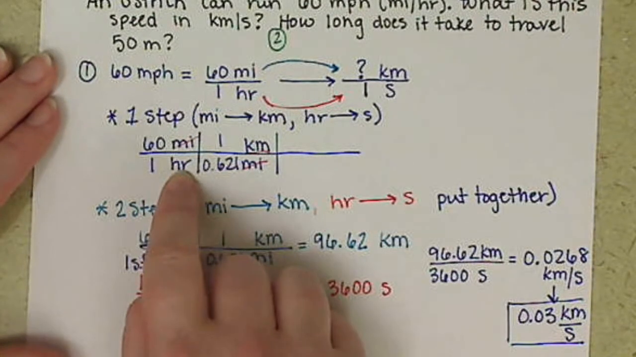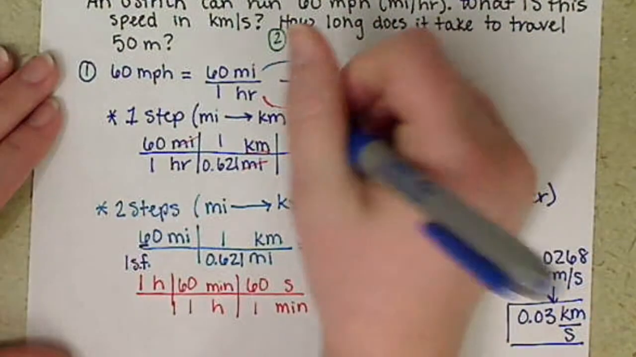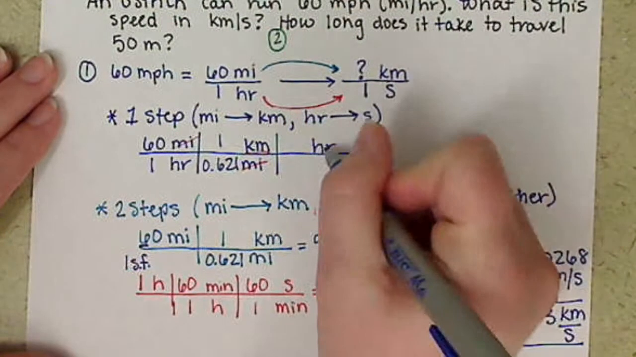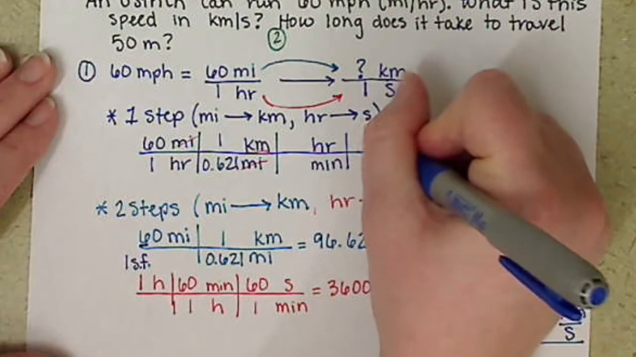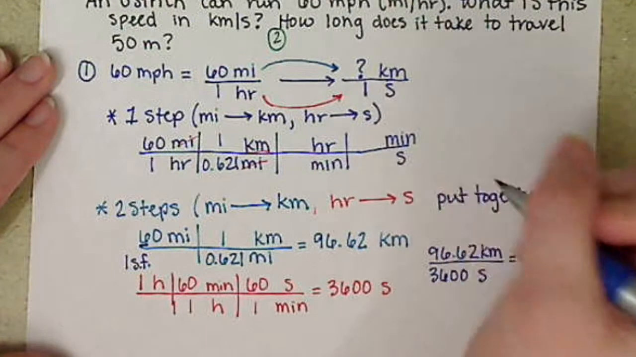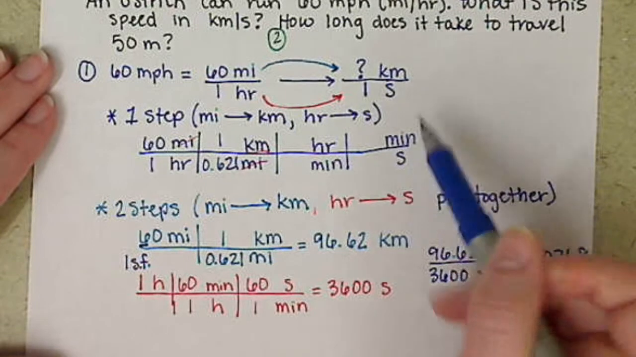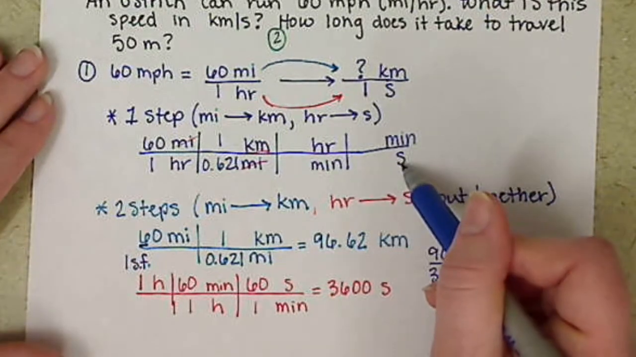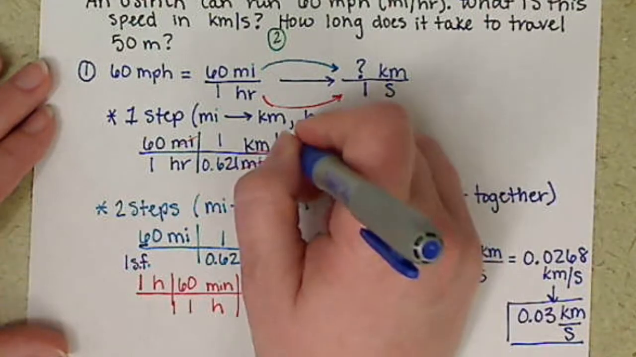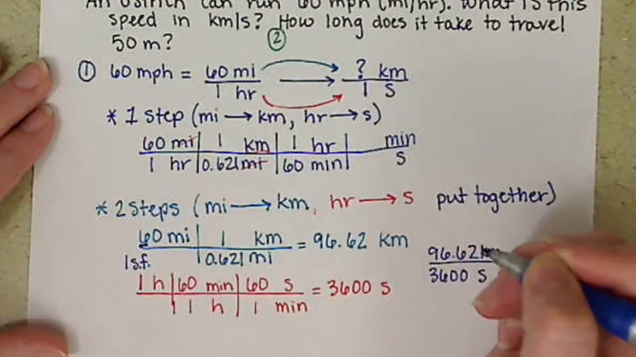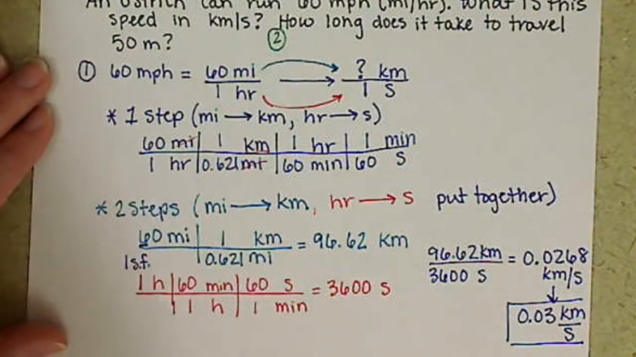Now I want to convert my hours to seconds. My hours are in the denominator now, so I want to put those in the numerator so that they cancel. And I'll first convert to minutes. Then I want to go from minutes to seconds. Again, my minutes were in the denominator, so I put minutes up in the numerator so that those cancel. And then I put my seconds down in the denominator. Now I just fill in my equalities. For every 1 hour, we have 60 minutes. For 1 minute, we have 60 seconds.